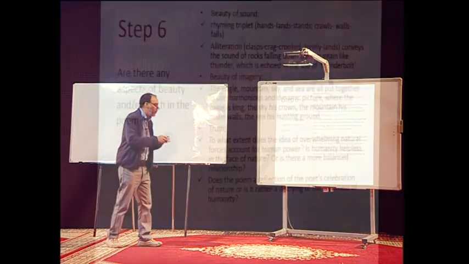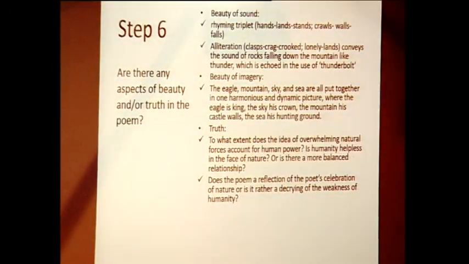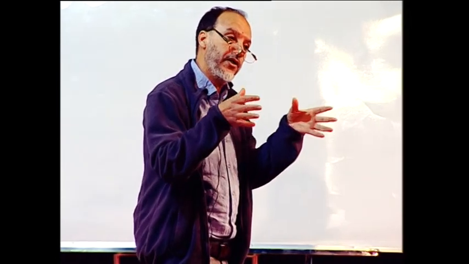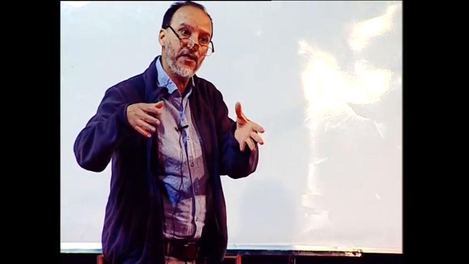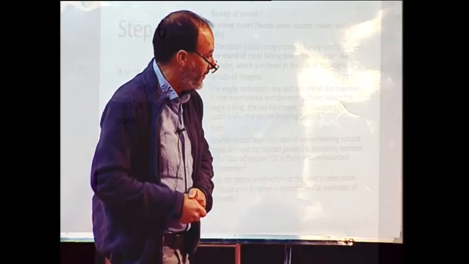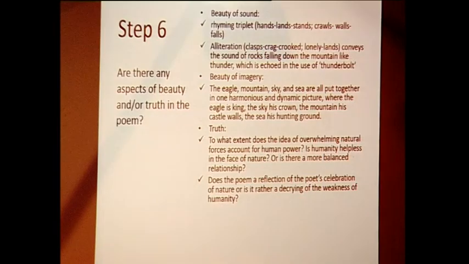Now, another question: is the poem a reflection of the poet's celebration of nature? Should we understand that the poet celebrates nature as something very powerful, or is it rather a decrying of the weakness of man? When you celebrate nature this way, when you describe that it's very powerful, are you talking about the power of nature, or are you talking about the weakness of humanity? So these are things to keep in mind.